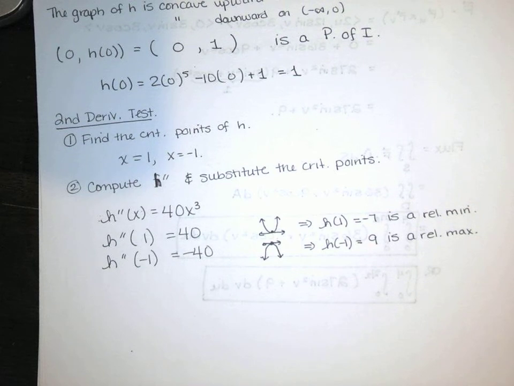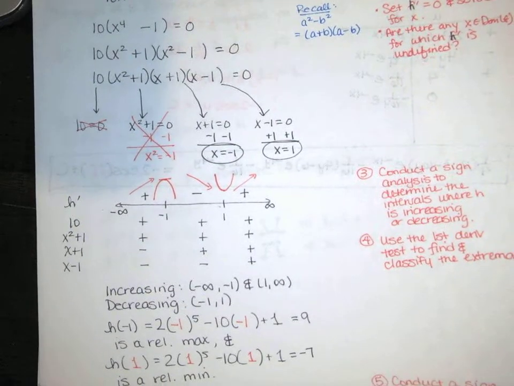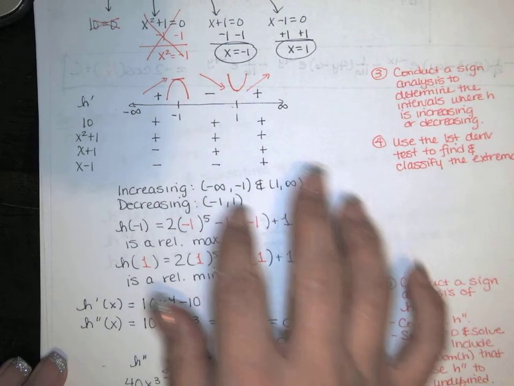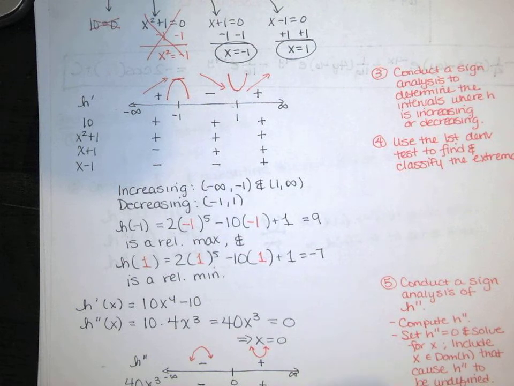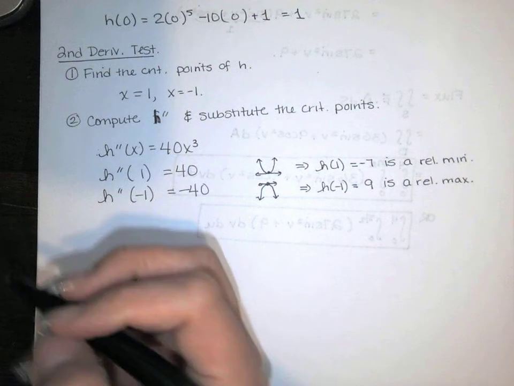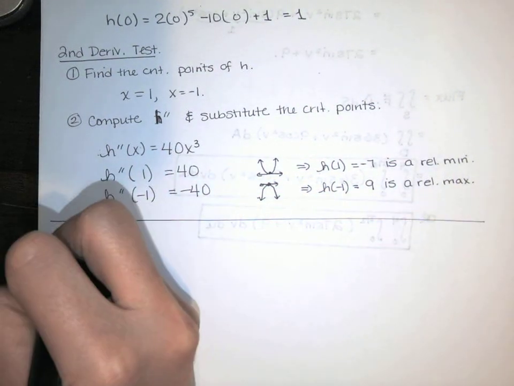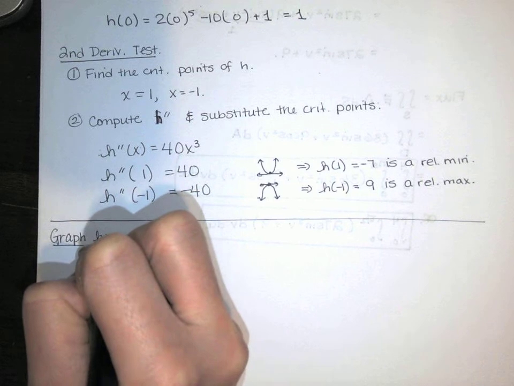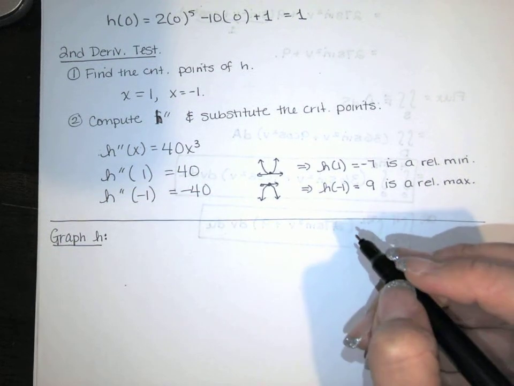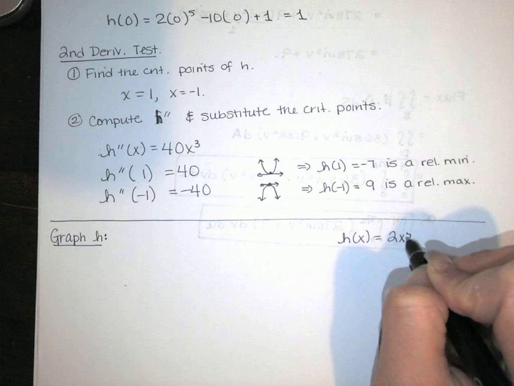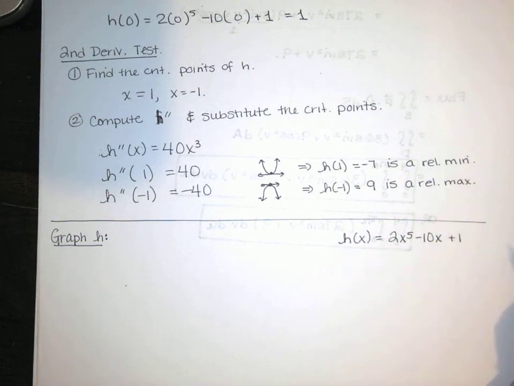Okay, so we found points of inflection, we found the intervals where the graph is concave upward or concave downward, and we classified our relative extrema. Let's put all these pieces together and graph H. Okay, what do we know so far? We know h of x is 2x to the 5th minus 10x plus 1.